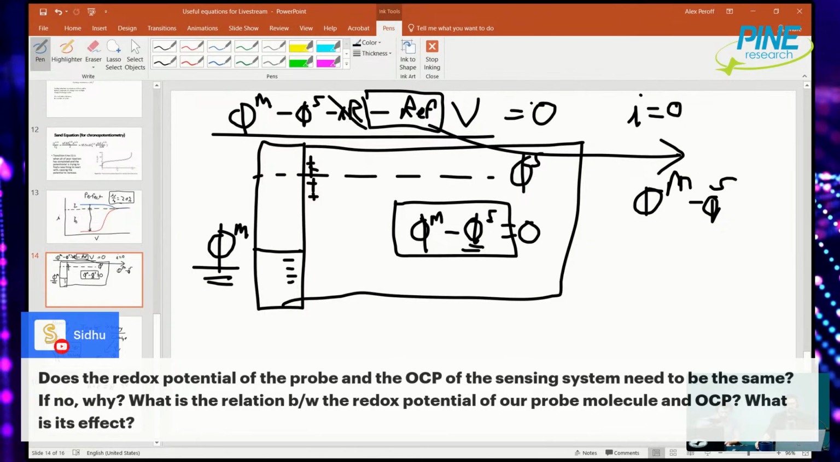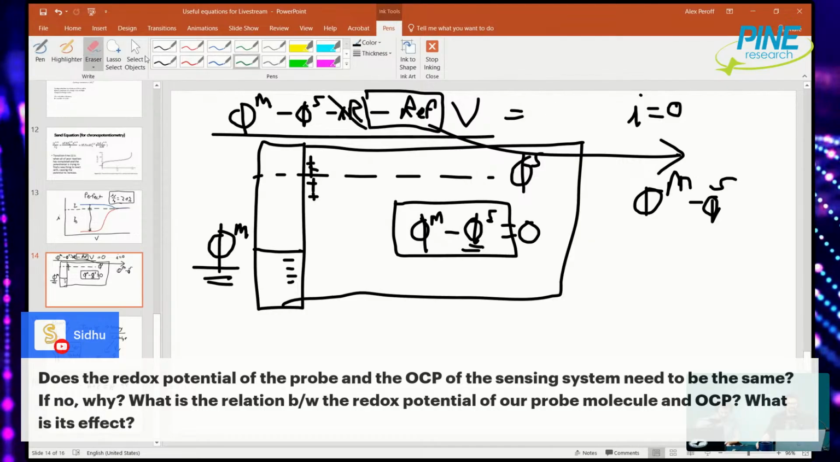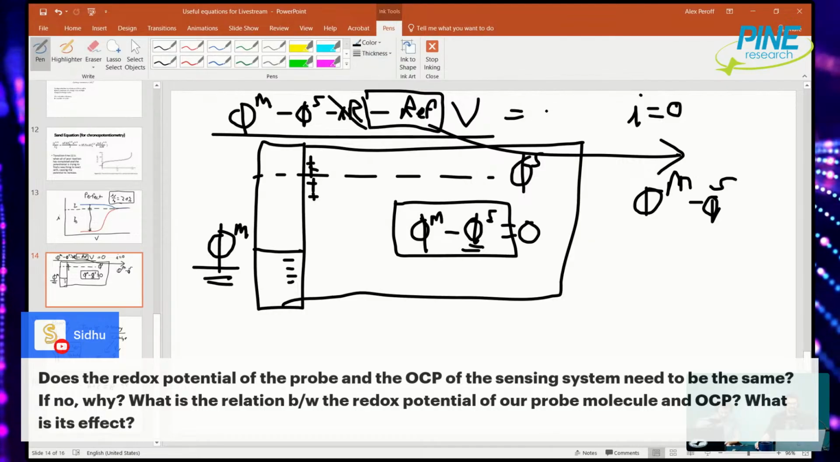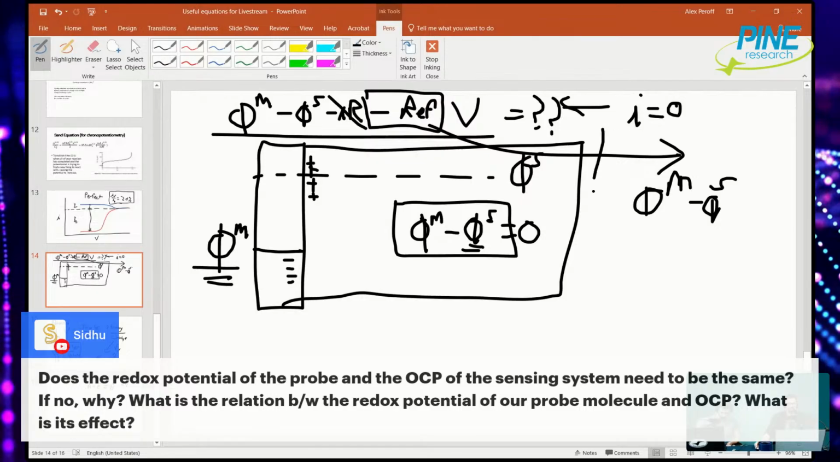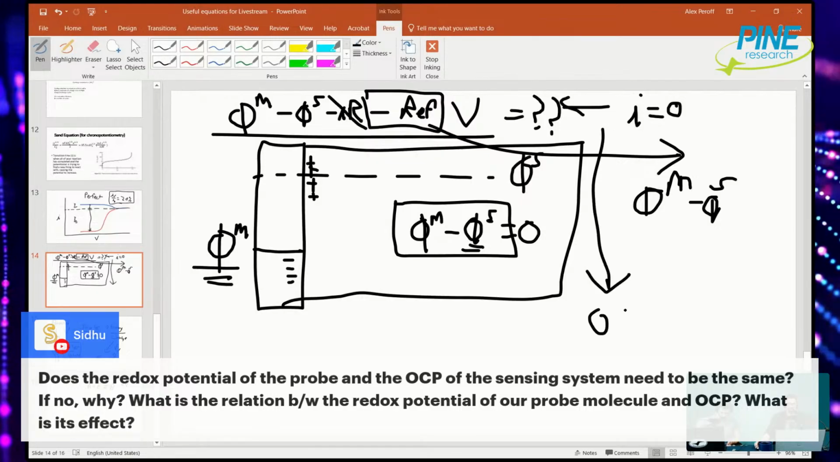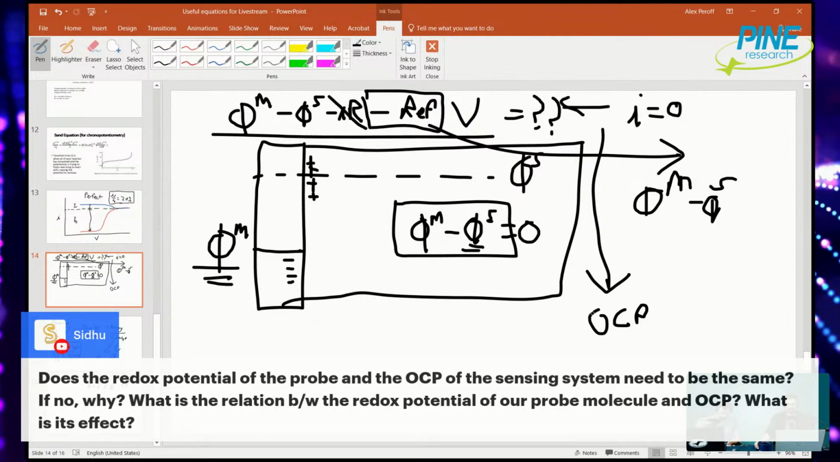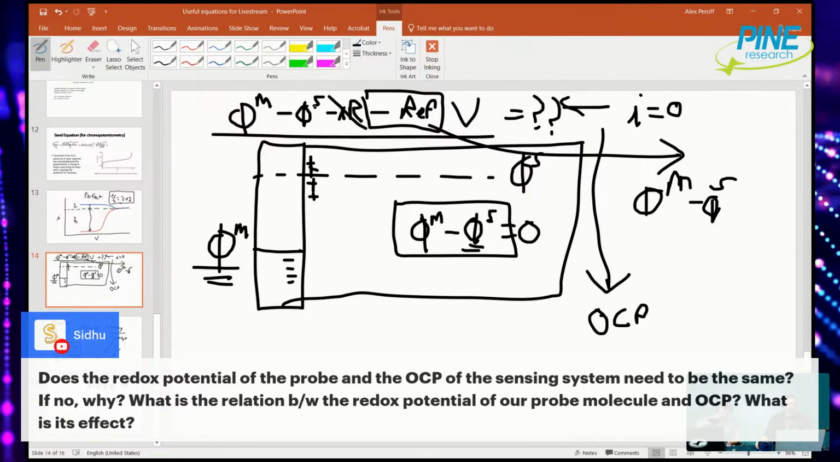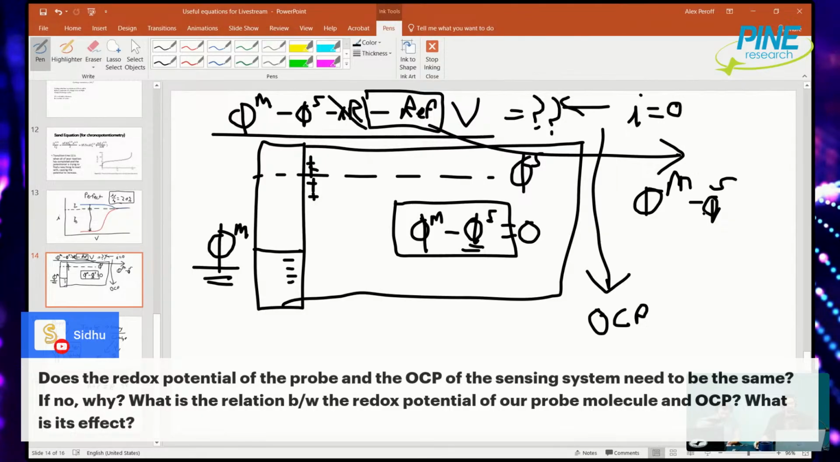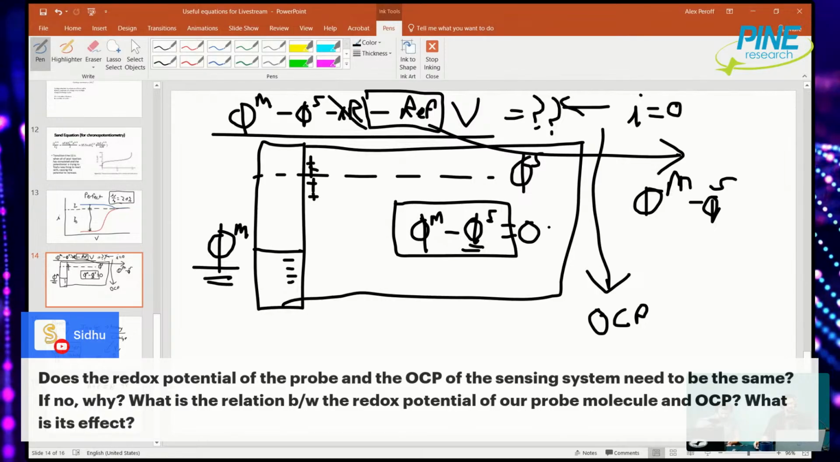what is this guy? So let's erase this guy, and then we have this guy here. That's the question. That is what OCP is. So OCP is that. All right, that's the open circuit potential. When the current is equal to 0, it's the potential difference between the phi m, phi s, cares about IR, minus the reference electrode potential, which is also a phi m and a phi s. And it's the condition where the current is equal to 0.